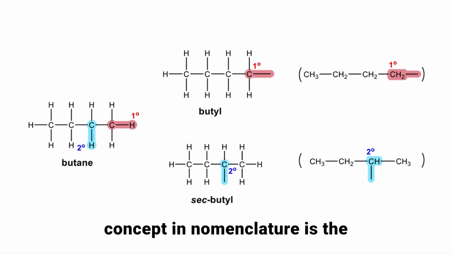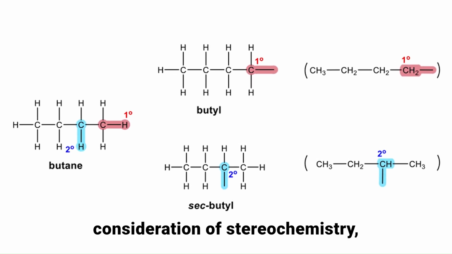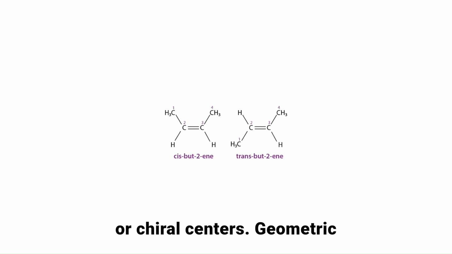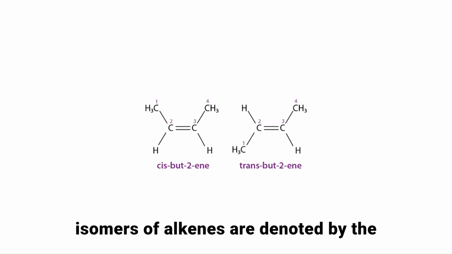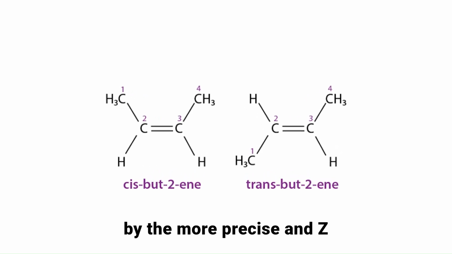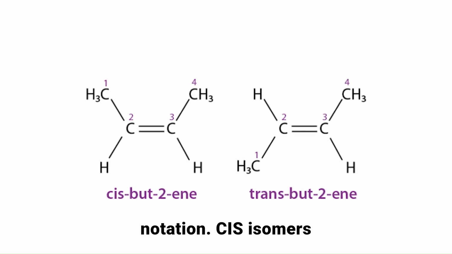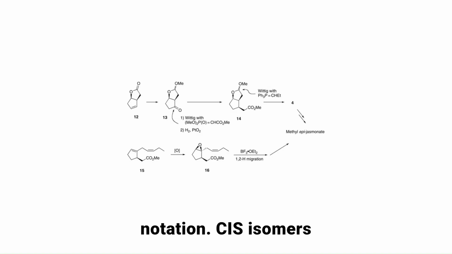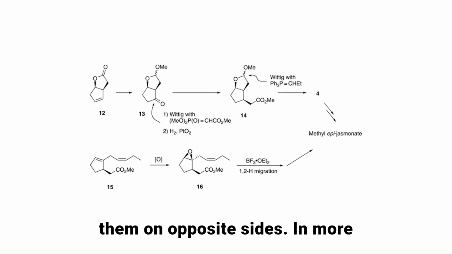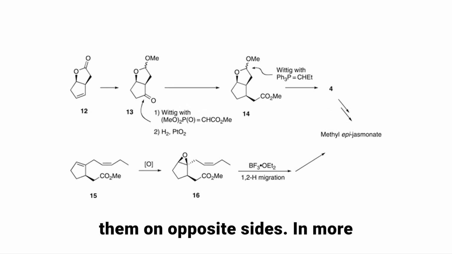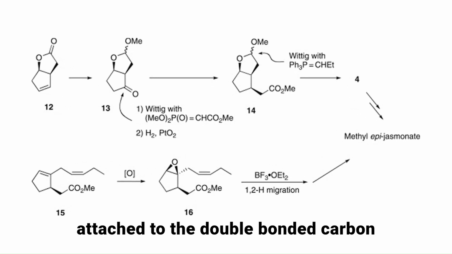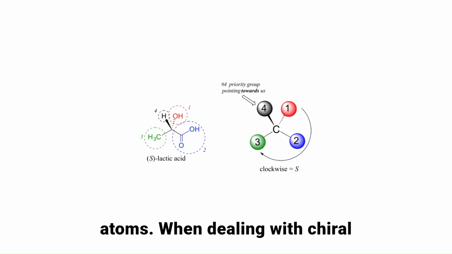Another important concept in nomenclature is the consideration of stereochemistry, especially in compounds with double bonds or chiral centers. Geometric isomers of alkenes are denoted by the prefixes cis and trans, or by the more precise E and Z notation. Cis isomers have the same groups on the same side of the double bond, while trans isomers have them on opposite sides. In more complex cases, the EZ system is used based on the priority of the groups attached to the double-bonded carbon atoms.